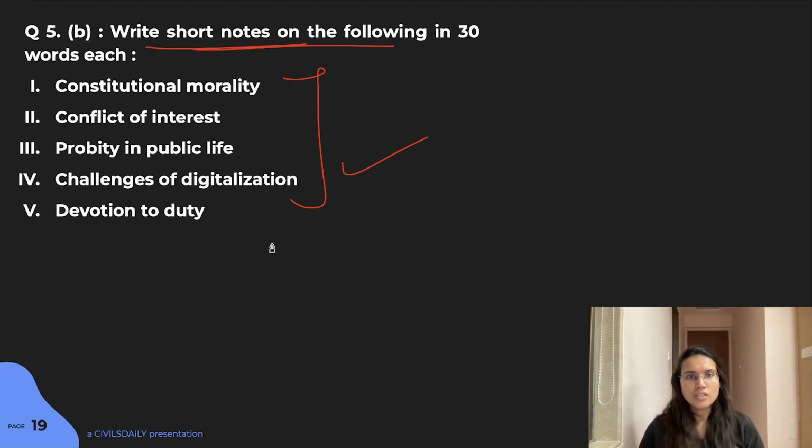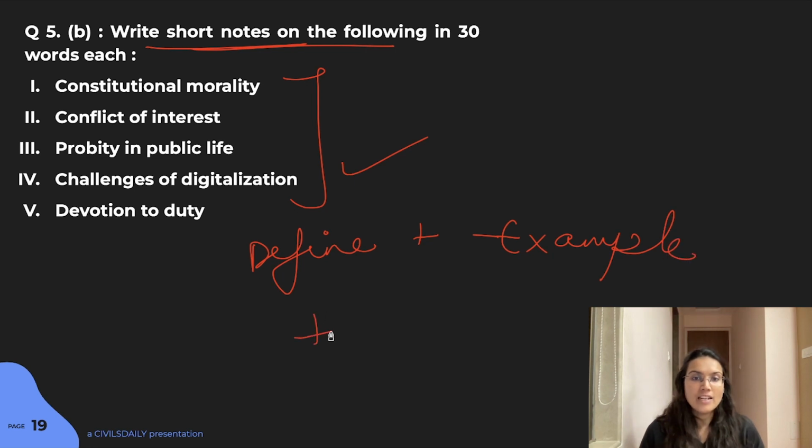So, the basic structure that you can follow in this particular question is number one, define the concept in 2, 3 lines. What you do is define constitutional morality, define what is conflict of interest, plus you can add an example also. Okay, so example is the next portion that you're going to deal with here. And then finally the last portion is you can talk about how, say, constitutional morality, you can link it to services, or you can talk about their practicality.